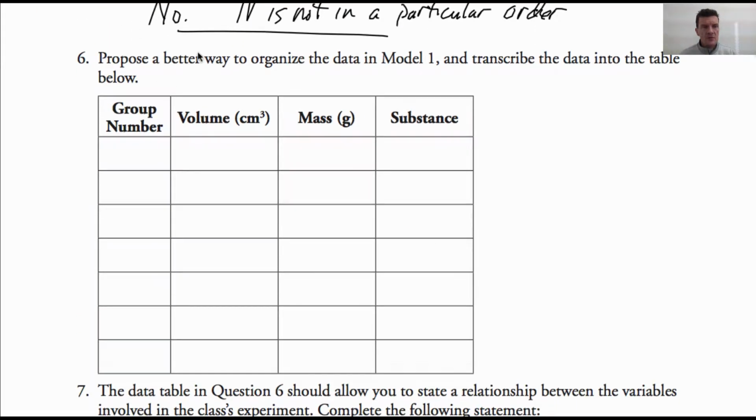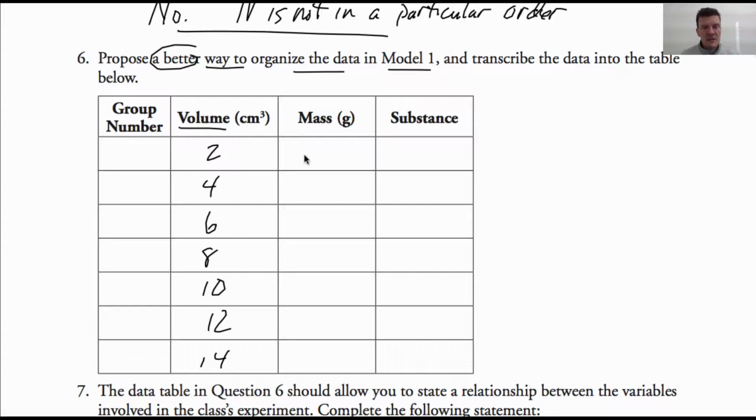So what would be a better way? Propose a better way to organize the data in Model 1. And then we can fill in the data here. Well, maybe since the independent variable is volume, maybe we organize the volume in an ascending order, in increasing order. So you might put the values here as they are increasing. And now we begin to see, oh, I see what's going on here. There's absolutely a pattern. What the instructor did is gave each group member a different volume of copper, and it increases by 2. So 2 cubic centimeters, 4, 6, 8, 10, 12, 14.